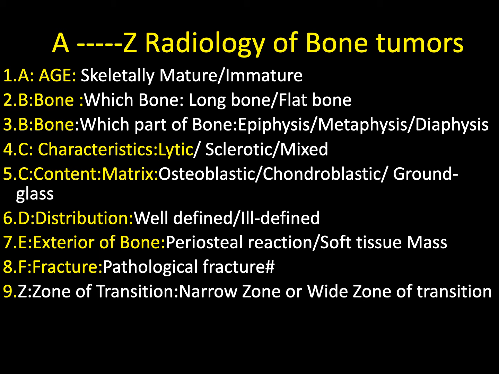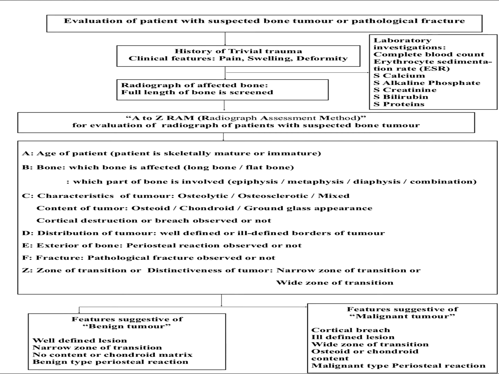F is for fracture, whether there is a pathological fracture present or not. And Z is for zone of transition, so whether it's a narrow zone of transition or a wide zone of transition. So in today's presentation, we will be seeing all these points and we'll be focusing on what is the meaning of A to Z RAM, and we'll be describing all these features included in A to Z RAM. So this was an algorithm that we proposed in our paper.